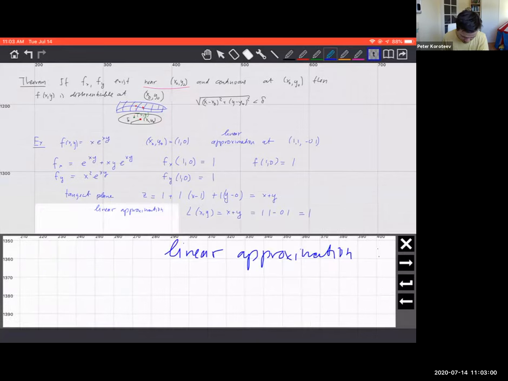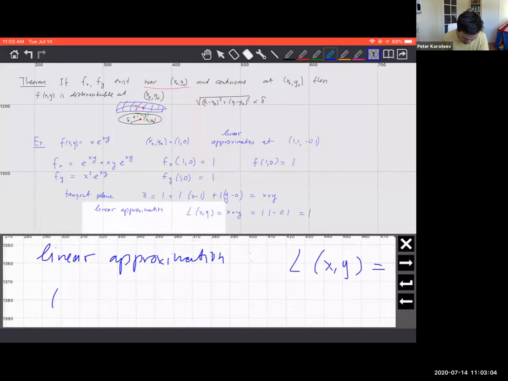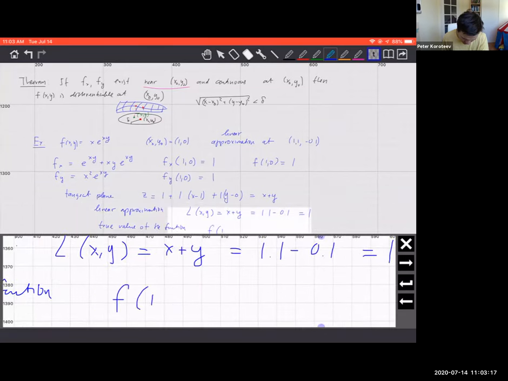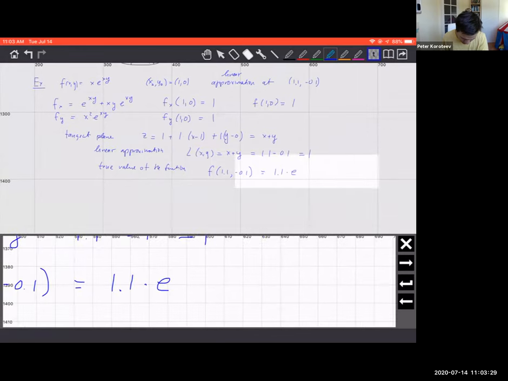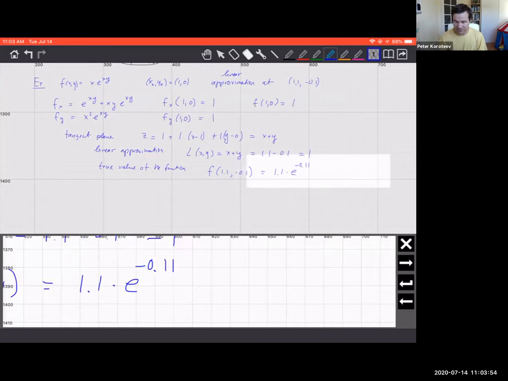And then the actual value of the function, we can calculate this, the true value. The function gives us what? It's f of 1.1, negative 0.1, which is 1.1 times e to the negative, I want to try to calculate without calculators. It's negative 0.11, right? Negative 0.11, and then, well, of course, you can compute it in Mathematica, but just for the fun of it, let's calculate it using the Taylor formula.